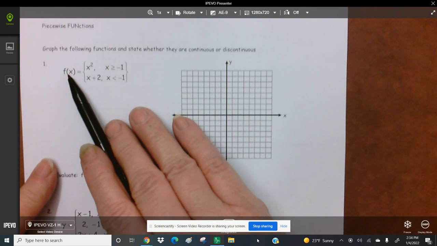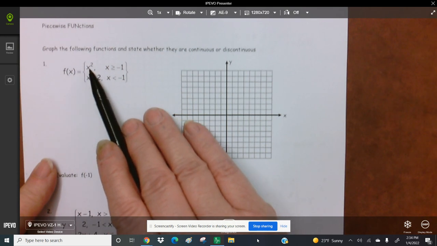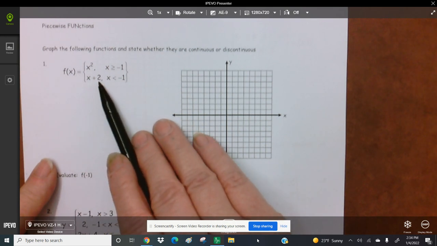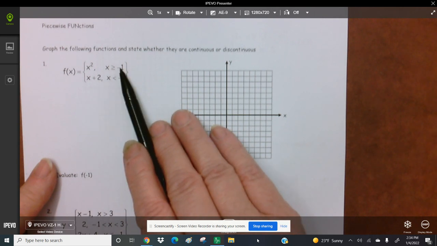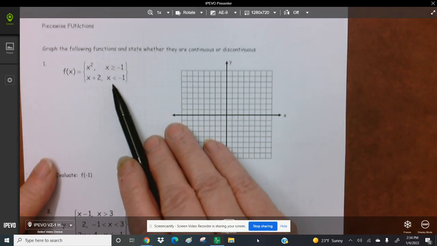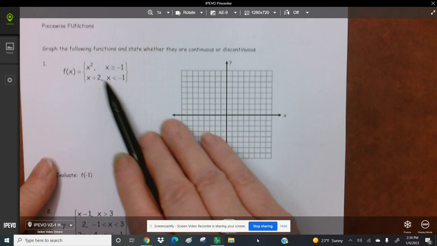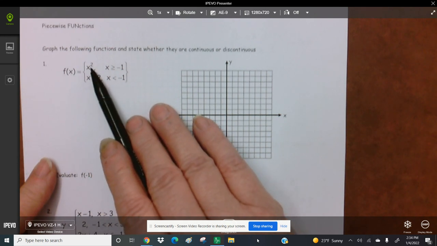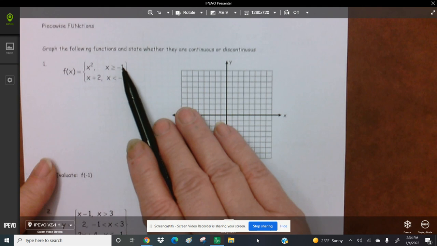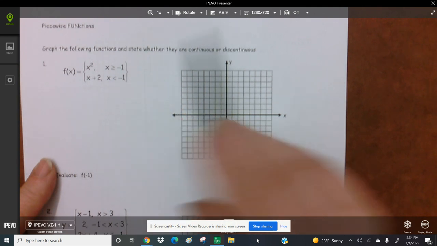You have two functions. You have f of x equals x squared, and you have f of x equals x plus 2. But these have what are called domain restrictions on them. So let's take a look at what that means. Let's first graph f of x equals x squared, and let's ignore this domain restriction for a moment.